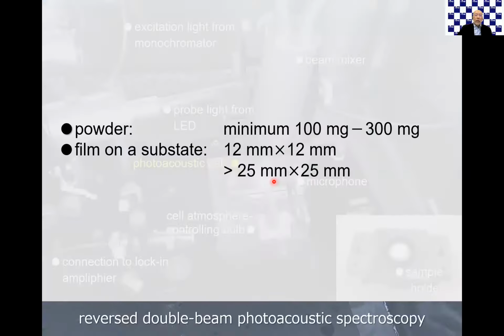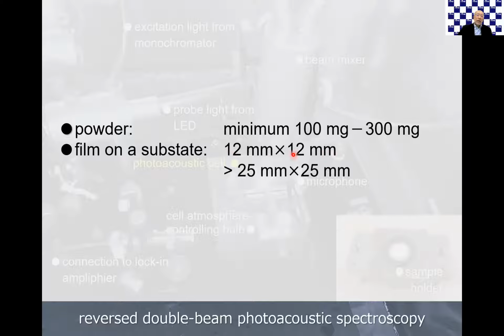And normally for the powder, the minimum is 100 milligram, and of course that is one measurement without checking the reproducibility. 50 milligram is okay, but normally we accept a powder sample with a weight of more than 300 milligram. That is preferable.